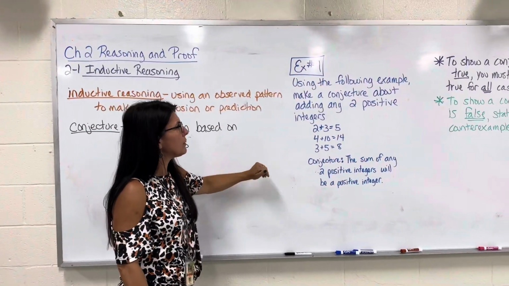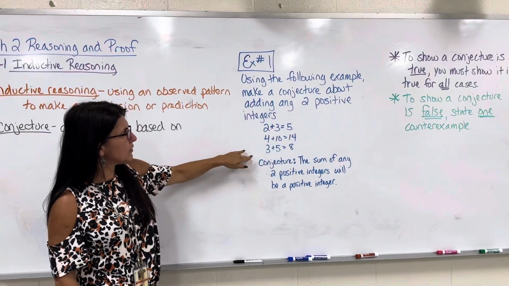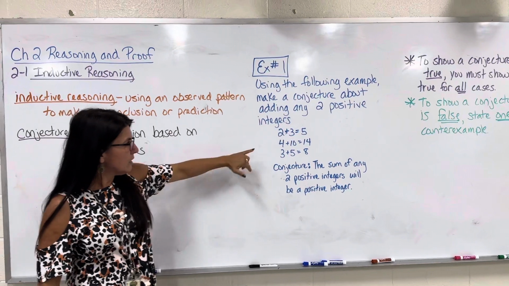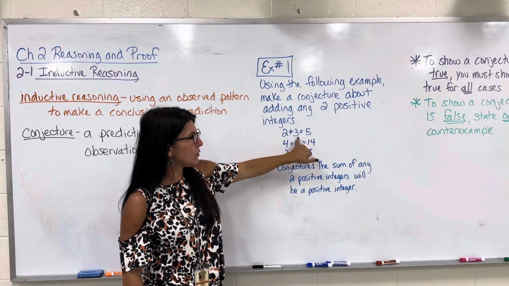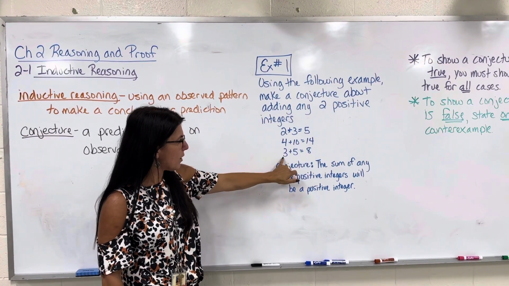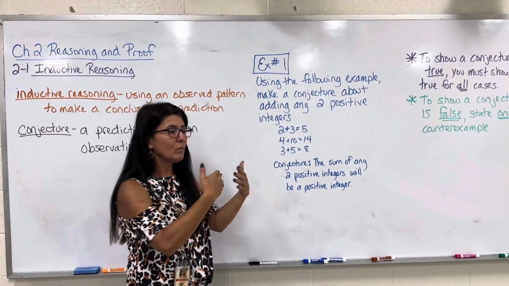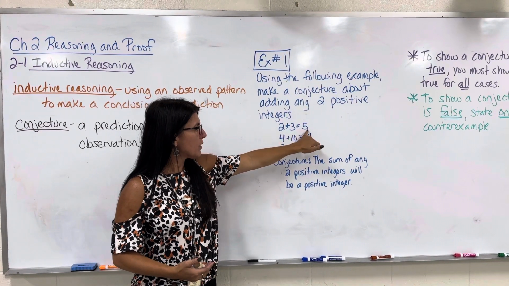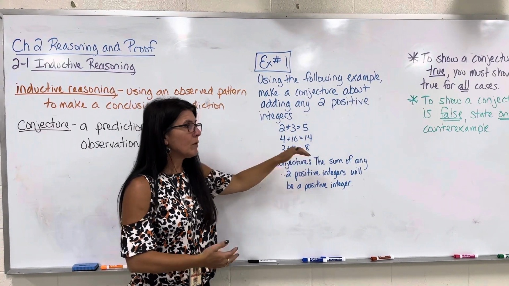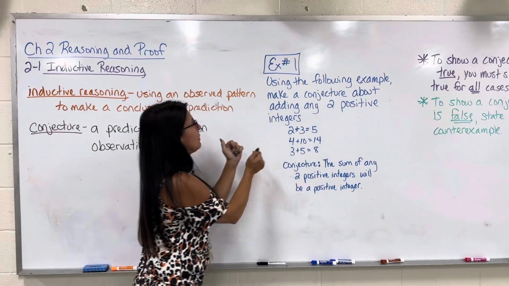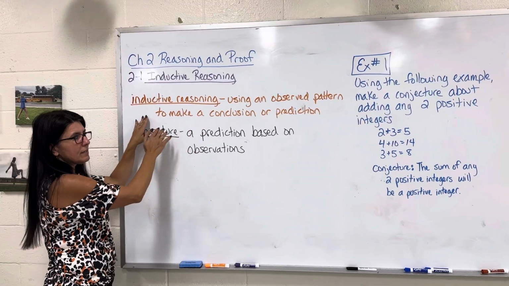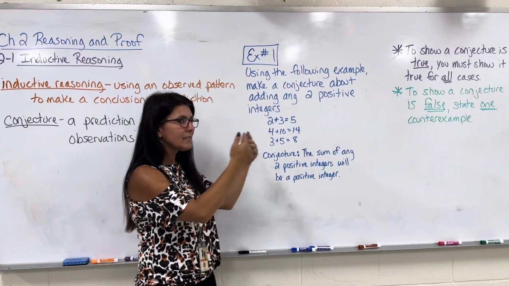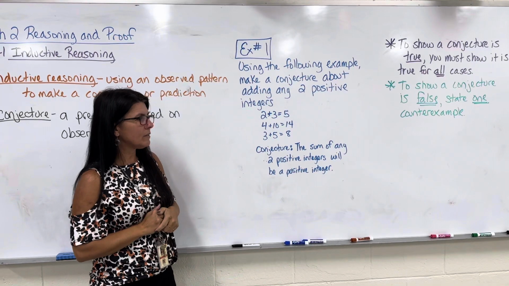Looking at our first example, it says, use the following example, which is here, to make a conjecture, like a prediction, about adding two positive integers. So this example shows a positive integer plus a positive, positive plus a positive, positive plus a positive. Well, what's the result when we're adding all these examples where we have two positive integers added? We're getting another positive integer. So I'm using this example, and I'm using inductive reasoning, using that example or that pattern to make a prediction of what's going to happen the next time I add two positive integers.